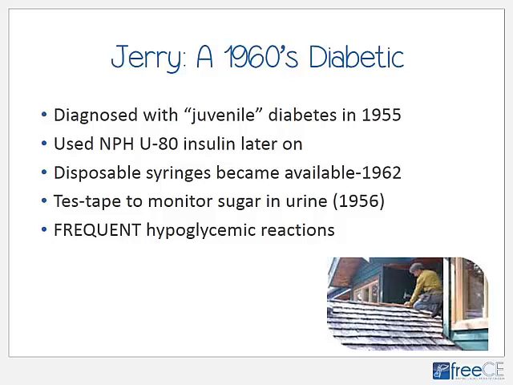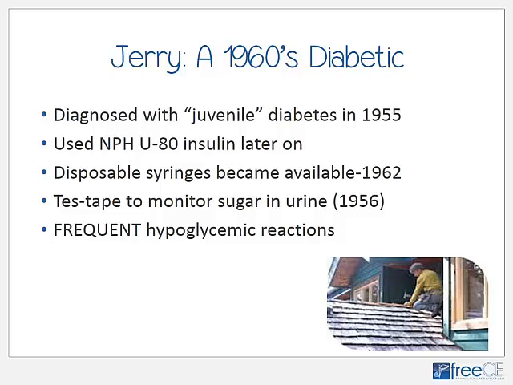And how well I remember early on in my career, as I'm sure some of us more seasoned pharmacists listening to this presentation do, the U40 and the U80, and finally the U100 insulin, and of course the corresponding syringes that had to go with each vial of insulin. Disposable syringes became available in 1962. So probably for the first 10 years of Jerry's diabetic life, Jerry was using glass syringes and screw-on needles.